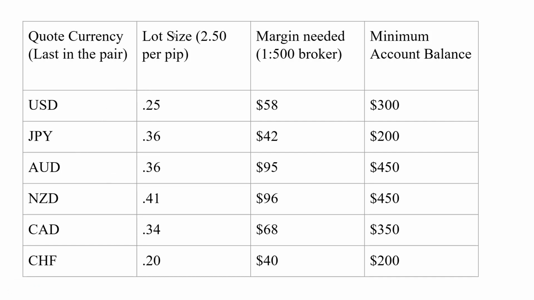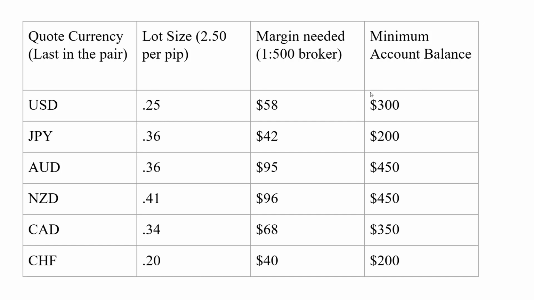But here we go. The lot size that you're going to need, and we're going to set our pip value at $2.50 per pip. So for every single pip that price moves, it's going to be worth $2.50. And these are the lot sizes depending on the quote currency. This is how much money you're going to need in your account for this to be worth it. In other words, you need $58 in your account to take a 0.25 position.